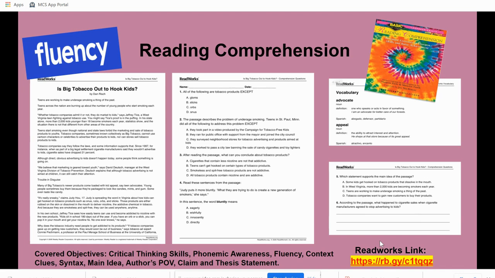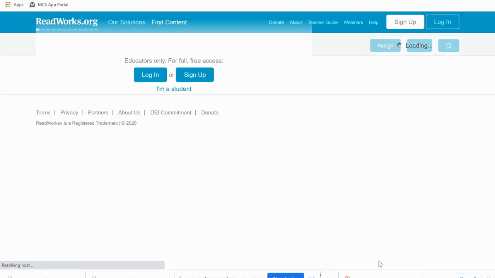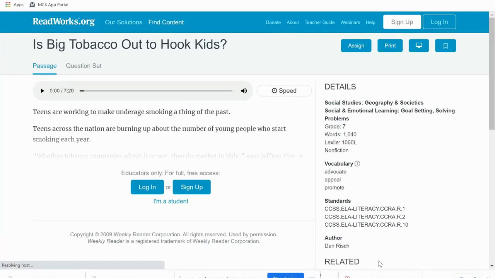And I've written down at the bottom, using these types of articles, the students are using critical thinking skills. They are getting phonemic awareness, fluency. They are learning context clues, syntax, main idea, author's point of view, claim, and also being able to find the thesis statements.